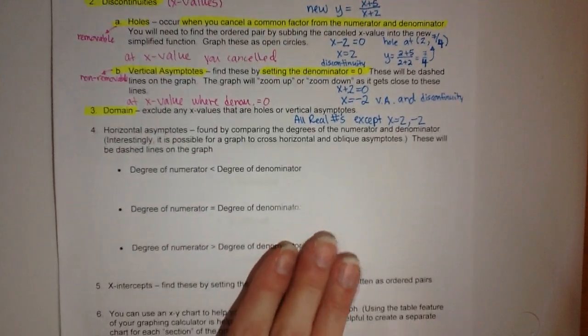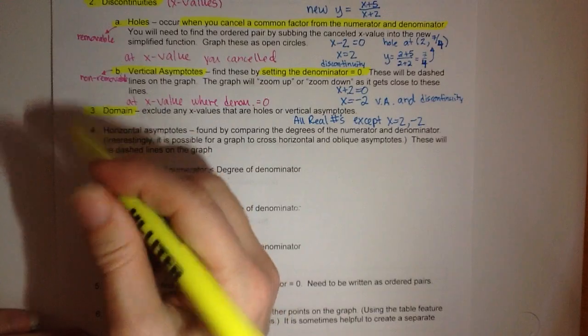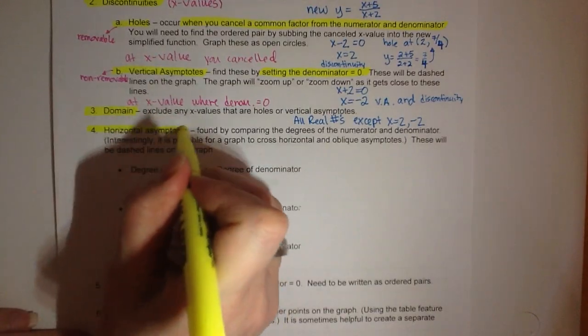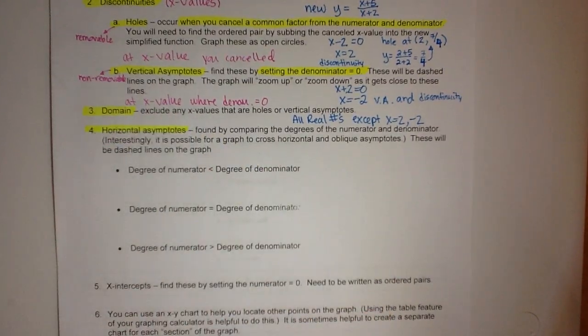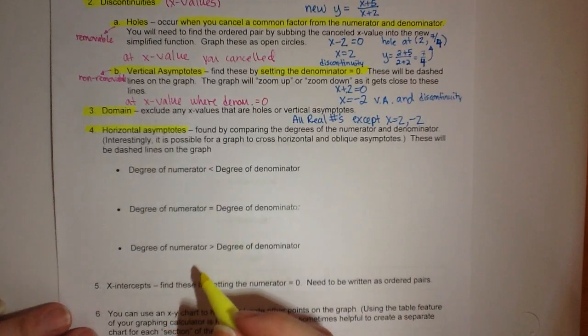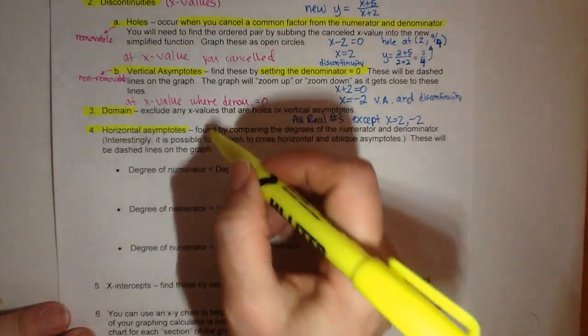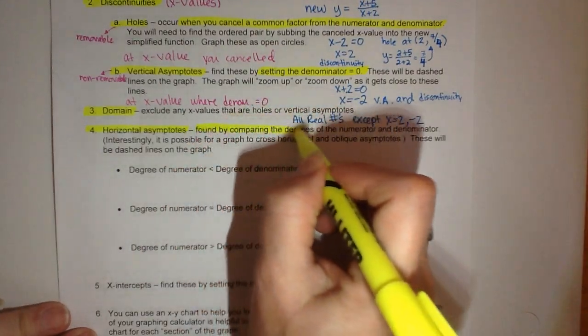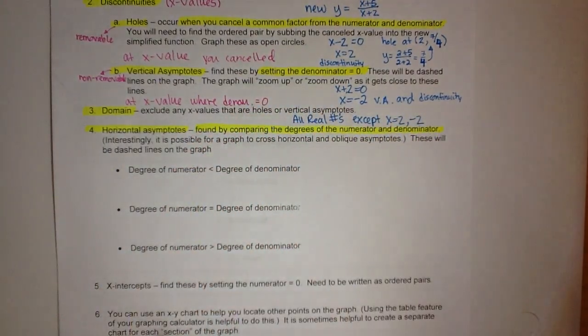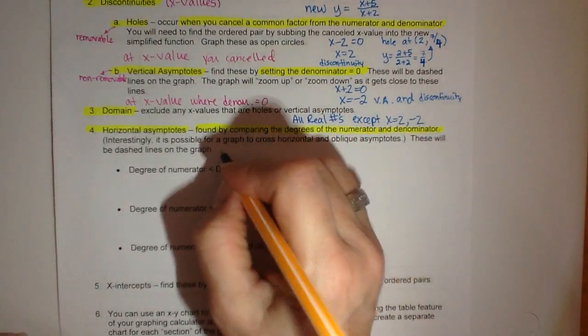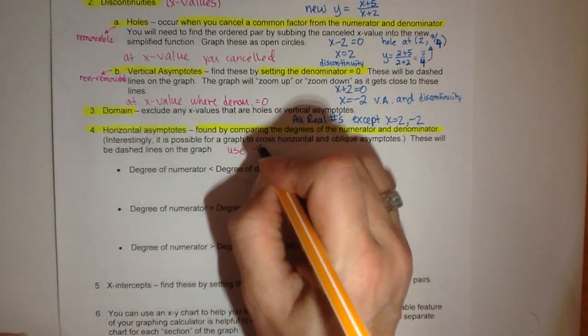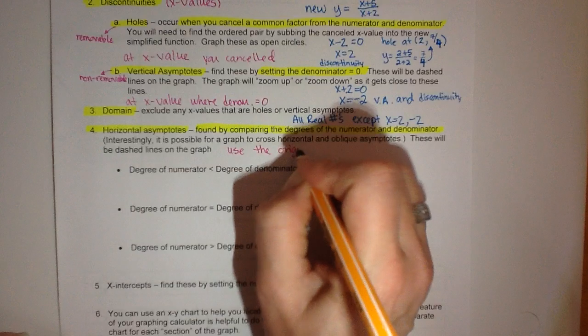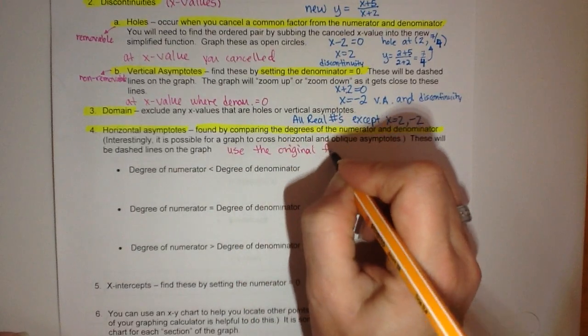Next step is horizontal asymptotes. Horizontal asymptotes are found by comparing the degrees of the numerator and the denominator. And when you do this, you're best to start back from the original function. So use the original function.